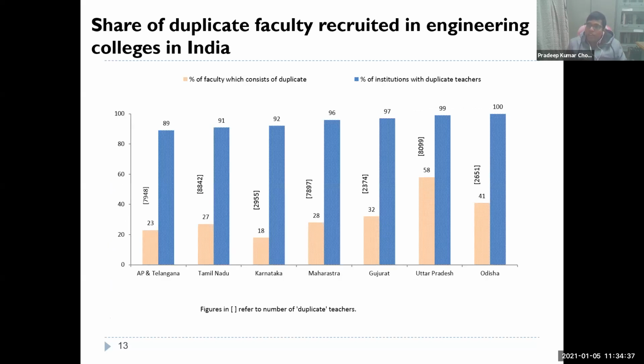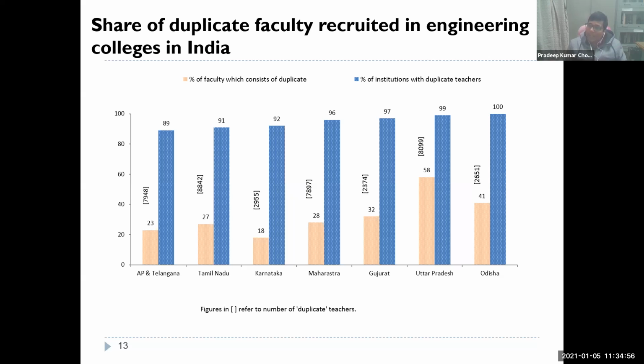So if you see the quality concerns that I mentioned, I want to show you some data again. Share of duplicate faculty recruited in engineering colleges in India. There was a study with the AICTE data. Some researchers in Andhra Pradesh did a study from the available AICTE data. In engineering institutions in the country, there is something called duplicate teachers.